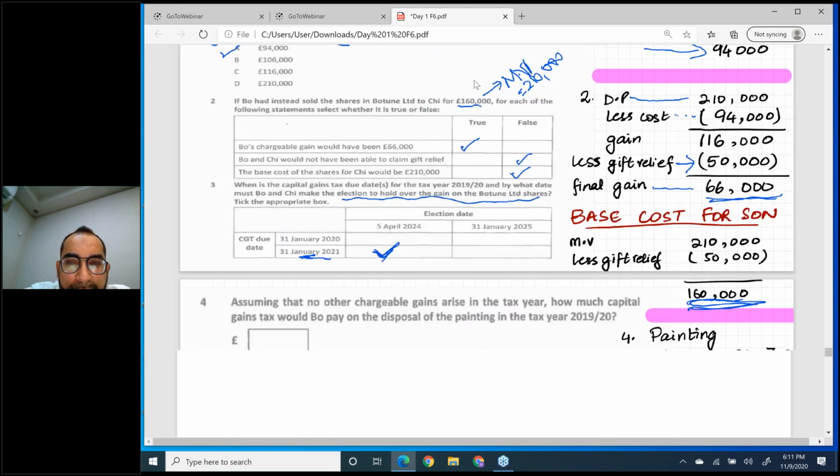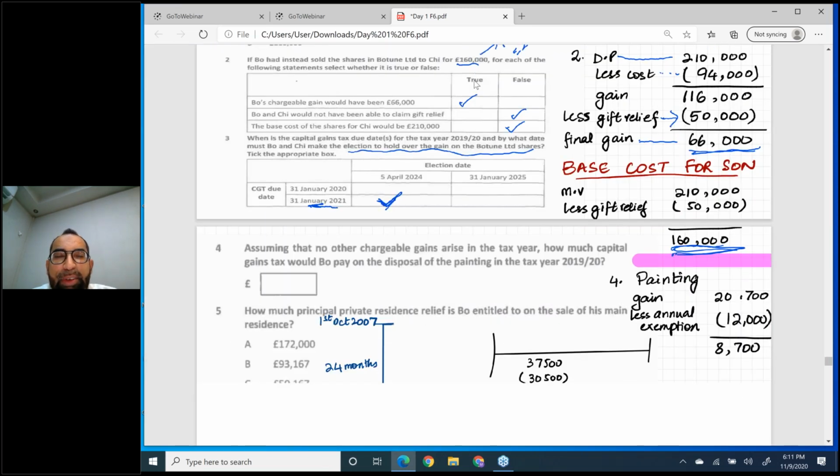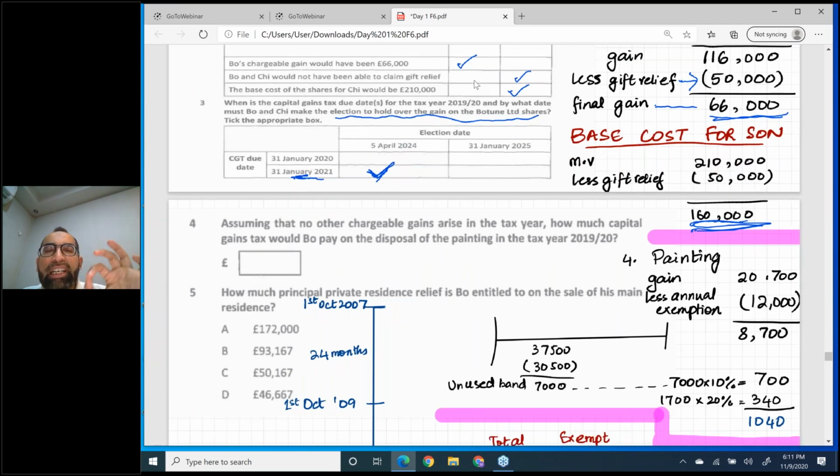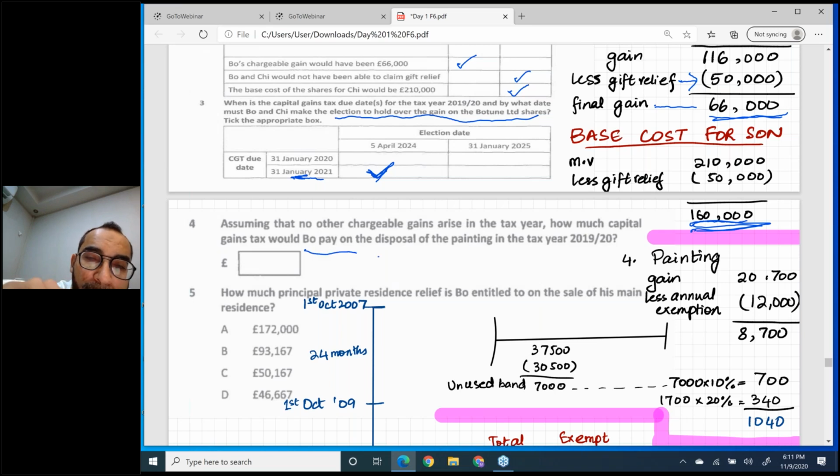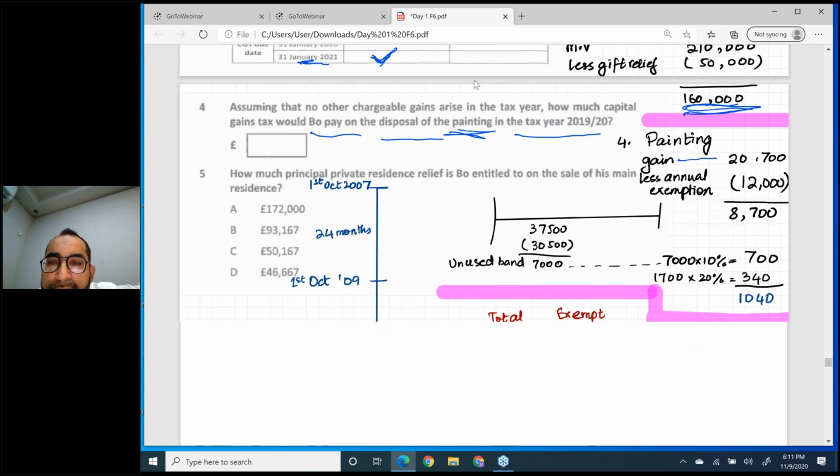Look here. First read the requirement. Assuming that no other chargeable gains arise in the tax year, how much capital gains tax would Bo pay on the disposal of the painting in the tax year 2019/20? First of all, the chargeable gain was given in the question. Let's convert the chargeable gain into taxable gain. Your chargeable gain was 20,700.